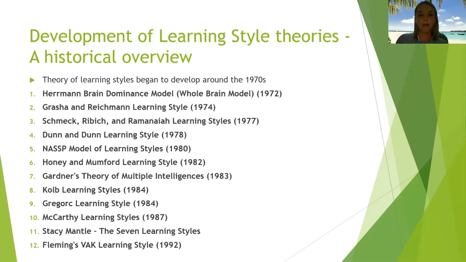Then I will do just a quick historical overview of learning styles theories. They started to develop around the 1970s. The first was Herrmann's brain dominance model. It was a biological model of learning styles. And then we have a lot of them. For today's session, I will present the most recent ones, which are Stacey Mantel's seven learning styles and the Fleming VARK learning style theory.